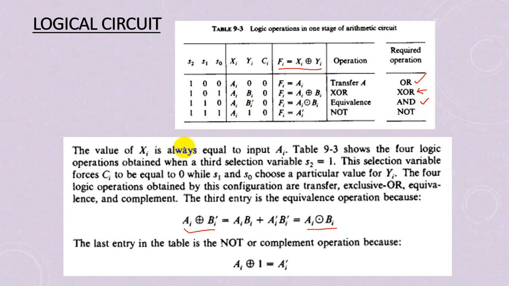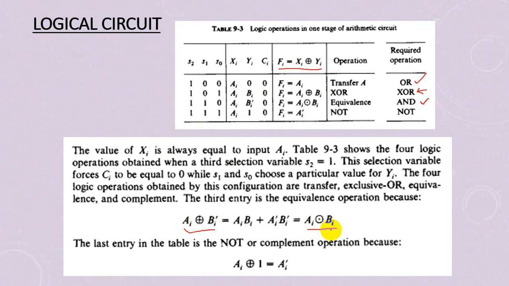Look at that. When this is a hardware, X exclusive OR Y. So when X equals A and Y equals B bar, A exclusive OR B bar, if you expand it, it becomes an exclusive NOR gate.